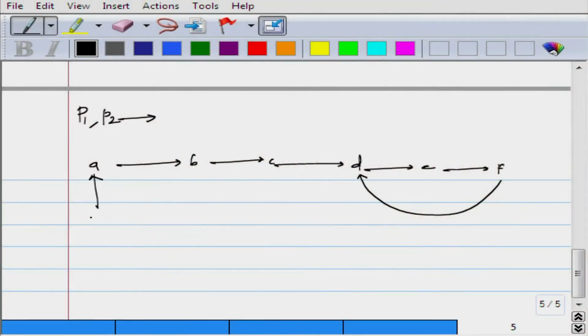But I am doing one more addition, and that addition is: P1 is pointing to the starting vertex, and P2 is pointing to the node equal to the cycle length. What was the cycle length we have identified? Cycle length was 3.